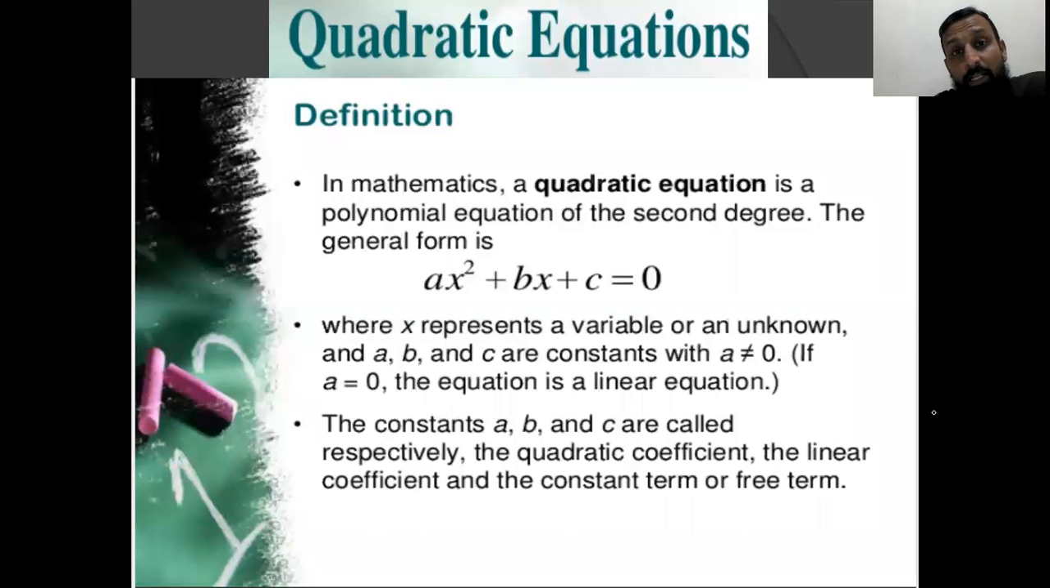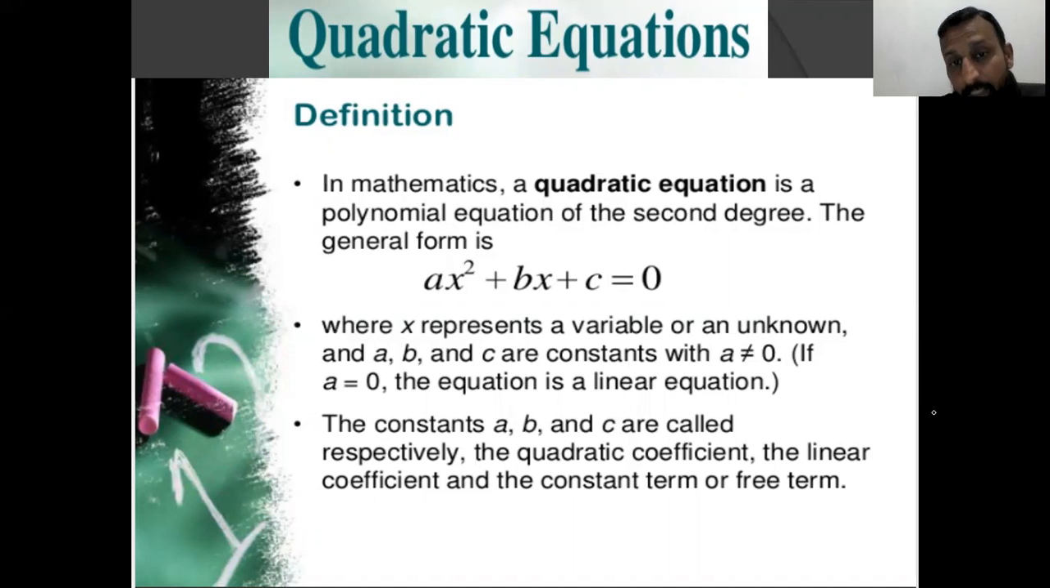Now, what is a quadratic equation? So let's read out the definition. In mathematics, a quadratic equation is a polynomial equation of the second degree. The general form is ax squared plus bx plus c equals 0. Now, what is a second degree? Second degree means that you may have an equation with the highest power 2.